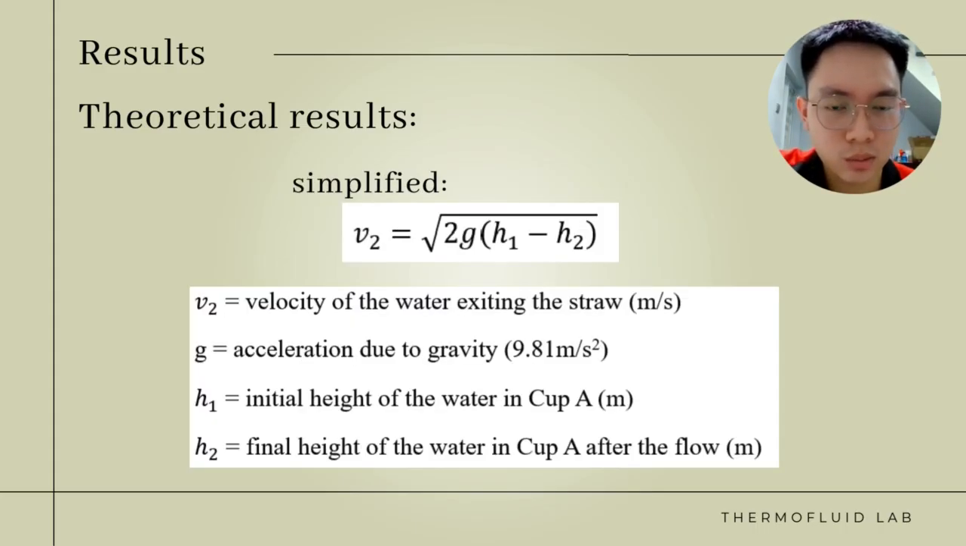So based on the assumptions we made in the previous slide, we simplify Bernoulli's equation into this formula, which is V2 equals the square root of 2g times (h1 minus h2). V2 is the velocity of the water exiting the straw. G is the acceleration due to gravity, with a value of 9.81. H1 is the initial height of the water in cup A, and H2 is the final height of the water in cup A after the flow.